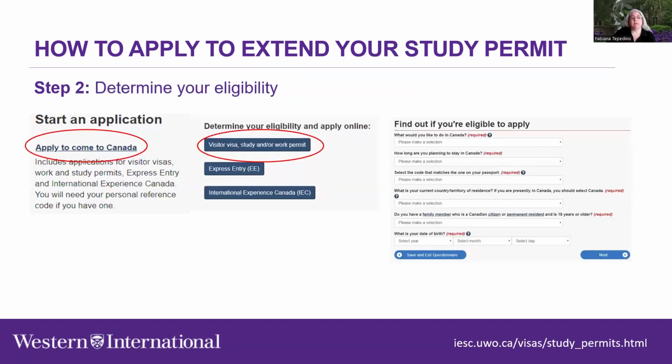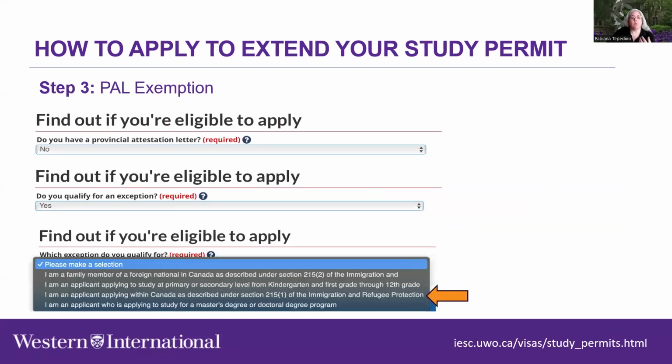Step 2 is determining your eligibility. Once you sign into your account, you will click where it says apply to come to Canada, and then you will select the visitor visa, study, and or work permit button. This will take you to a questionnaire where you will select your reason to come to Canada, which is to study for more than 6 months, your country of citizenship, and your country of residence. It's important that you put Canada if you're applying from within Canada. So you will go through the questionnaire.